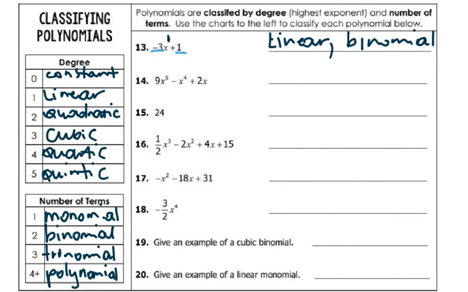The next example, the highest exponent is 5. So by classifying by the degree, this is going to be a quintic polynomial. And we have 1, 2, 3 terms. So this polynomial is a trinomial.